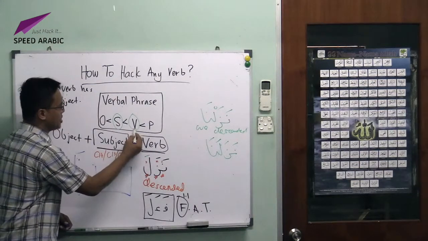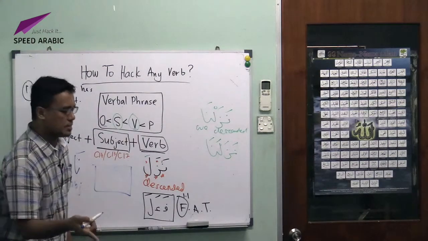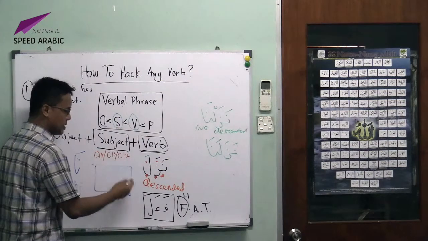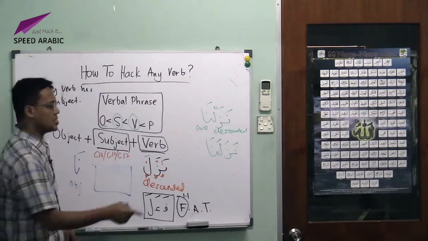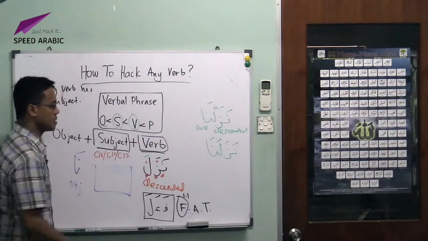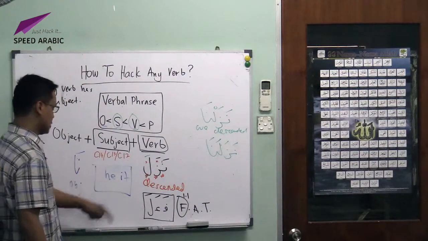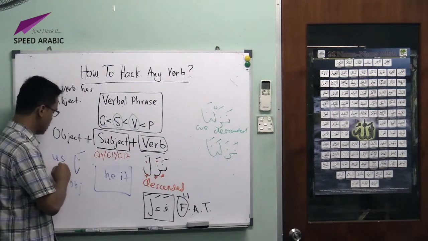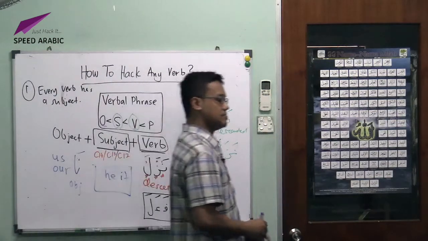So we have the verb here, an object. And like we said, the pillar of a verb is a subject. There must be a subject. There cannot be a vacuum here. Alright? So when there is a vacuum, when there is no suffix subject after the third root, it means he or it. Na here means what? Us or our.